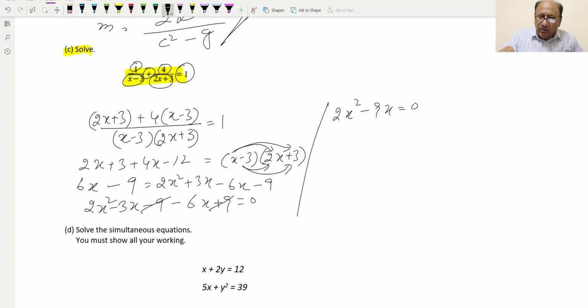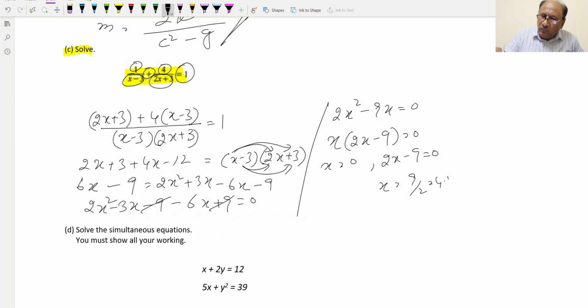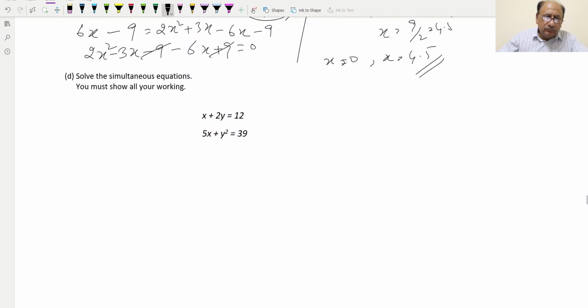We can take x as common, so it will be x(2x minus 9) is equal to 0. So we'll get x is equal to 0, and the second equation will be 2x minus 9 is equal to 0. So this will be x is equal to 9 by 2, or we can write 4.5. So x is equal to 0 and x is equal to 4.5. These will be the two answers for this question.